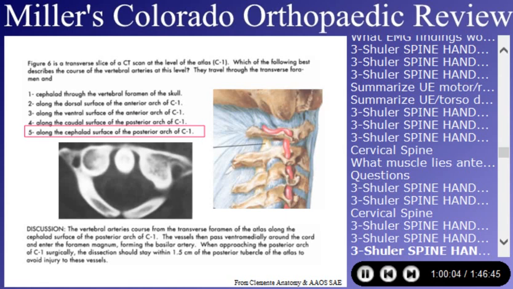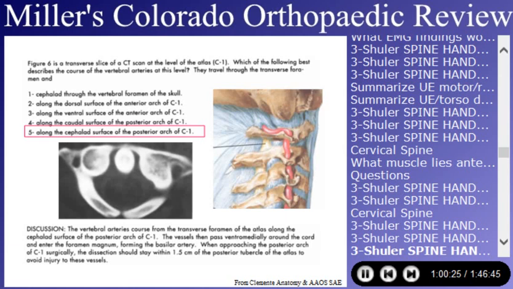Remember, we said it's on the superior surface, so we got that down. Cephalad surface, posterior arch of C1. Look at the cross-section here. There's a better diagram. It comes up through C1, superior surface, goes posterior, and then traverses. Key testable item highlighted here.